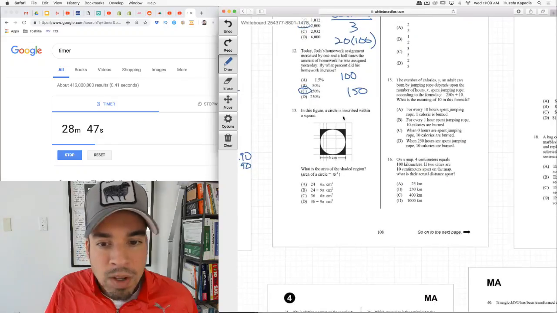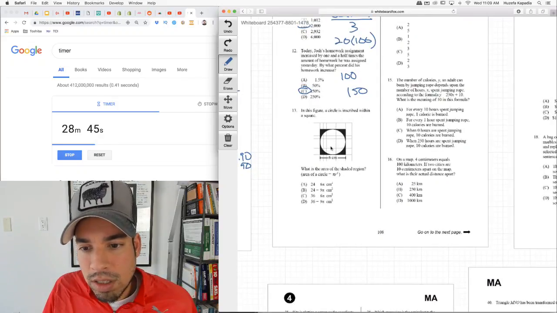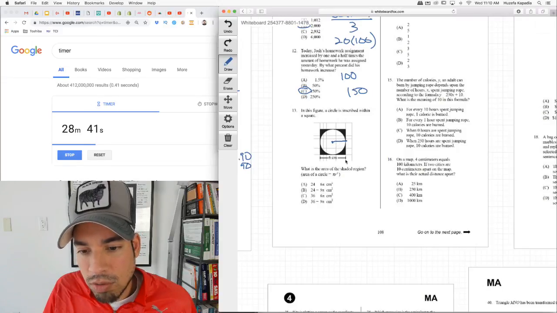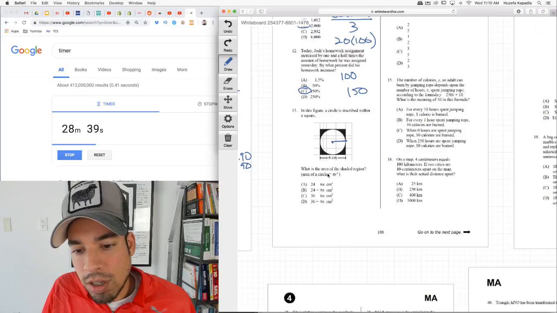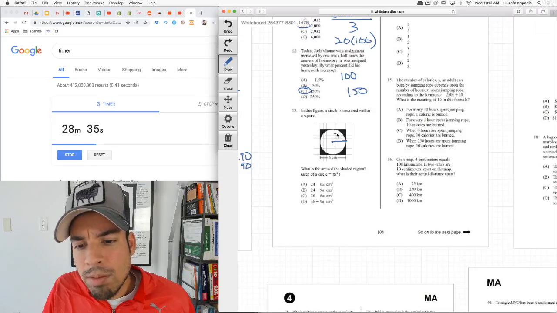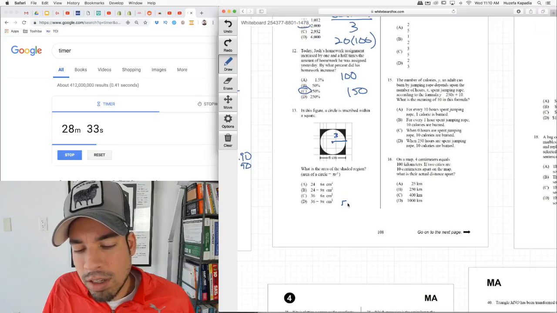Okay, in this figure, a circle is inscribed within the square, so it's 6, which means the radius is half of that, which is 3. What is the area of the shaded region of the circle? And again, area of a circle is pi r squared. So my radius is 3, and I just plug it into that equation. So it's pi times 3 squared, which is 9 pi.